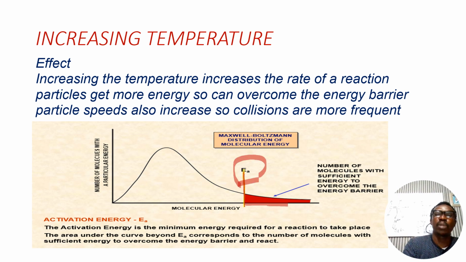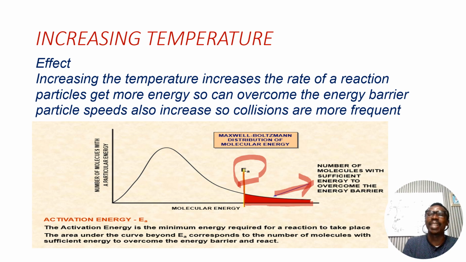So it is particles within this region that are able to generate energy that is equal to the activation energy or more than the activation energy, where reaction can take place. So these are the number of molecules with sufficient energy to overcome the energy barrier. The activation energy is the minimum energy required for a reaction to take place. So the area under the curve beyond the activation energy corresponds to the number of molecules with sufficient energy to overcome the energy barrier so the reaction can take place.